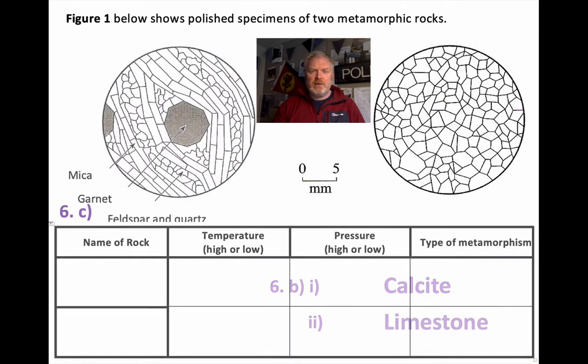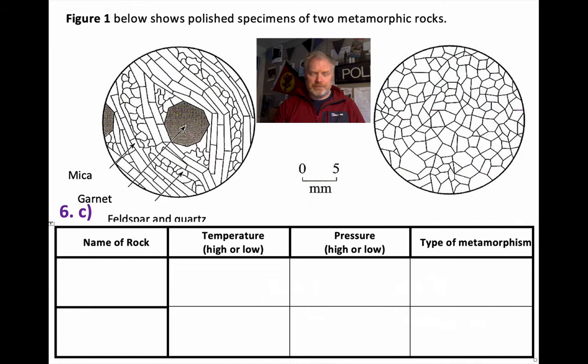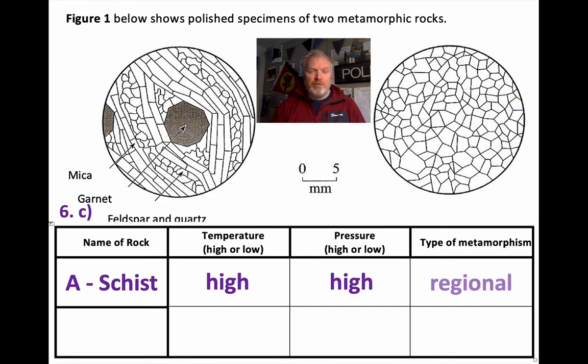For question C then, we're asked to complete this table. So rock A is a schist. We can tell that because of these sheets of mica, schistosity that runs through that rock. So the temperature it formed at was high. The pressure it formed at was also high because it's foliated. We know it's high temperature because we've got recrystallization, we've got the growth of garnet, and we know it's high pressure because of that foliation. Now, high pressure, high temperature metamorphism is going to be regional metamorphism. Rock A has been buried deep in the crust.